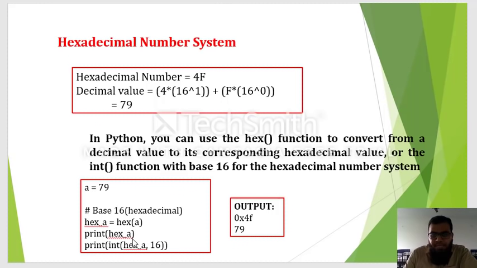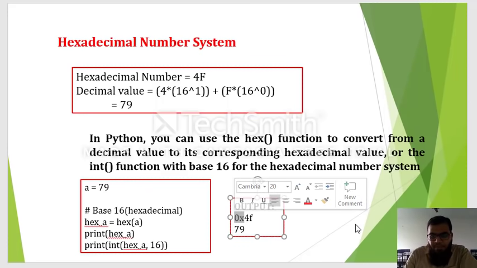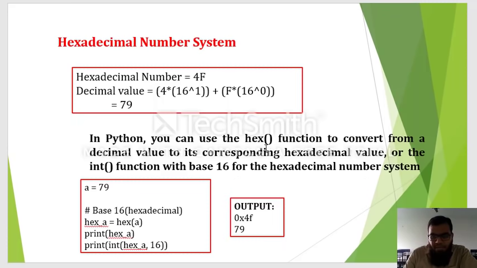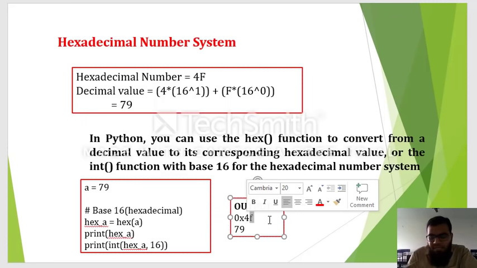When you print hex_a, it will give the answer as 0x4f. Forget about these first two characters. These first two characters represent the type of number system: 0x for hexadecimal, 0o for octal, 0b for binary, and the remaining places represent your number. So here 4f is representing the hexadecimal value of the decimal value 79. When you convert the decimal value 79 into a hexadecimal value, it will be stored as 4f.